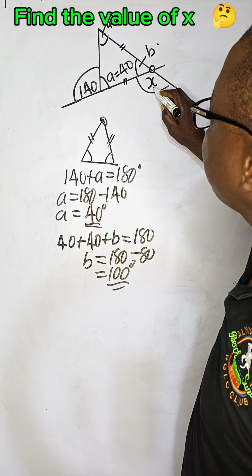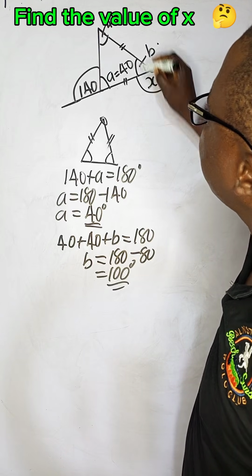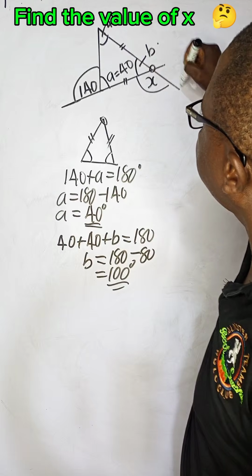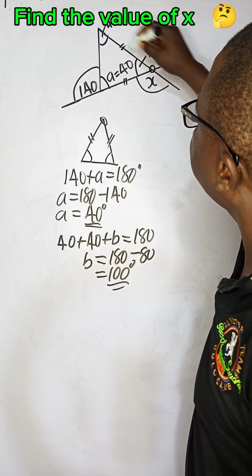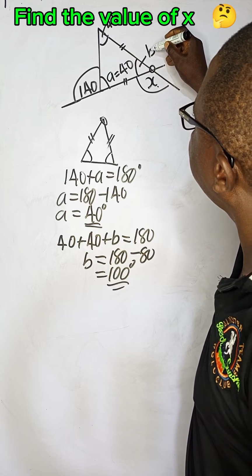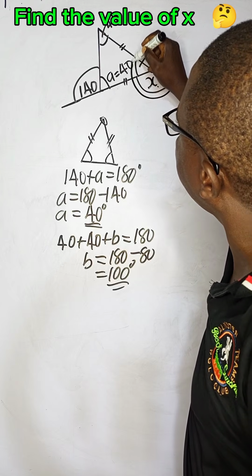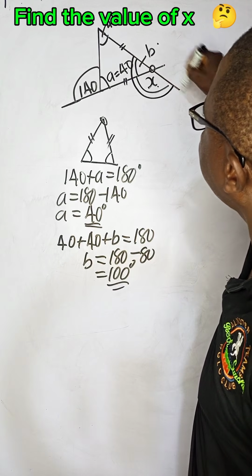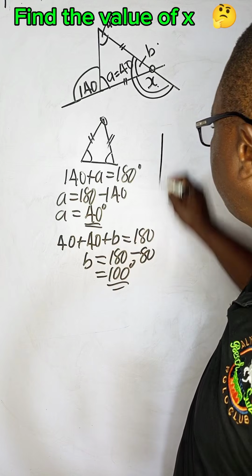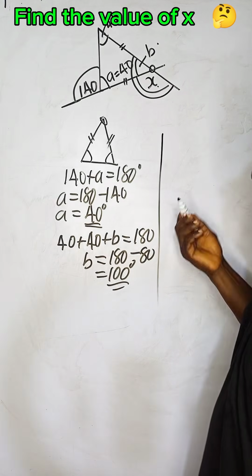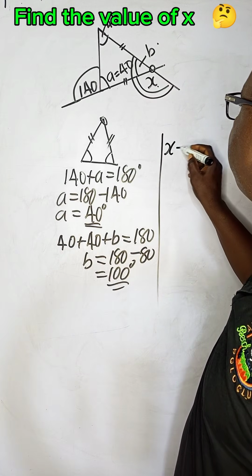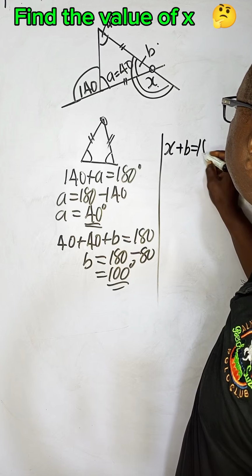Remember, we want to look for the angle x. So we have to consider this line now. This line is a straight line, and the angle x and the angle B all lie on that line. If you start from here and end where B ends, you see angles on a straight line. So we expect their sum to be 180 degrees. So x plus B must be 180 degrees.